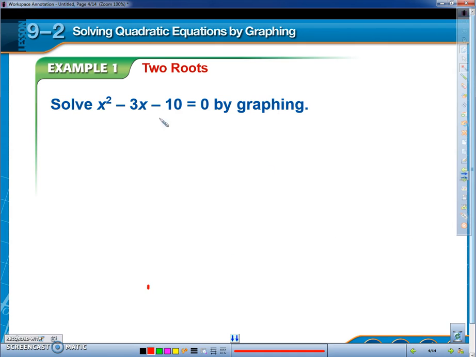All right, so we've got this problem right here: x squared minus 3x minus 10 equals 0. You could probably factor that out right now and say, okay, (x minus 5)(x plus 2), and then solve for x. Another way that you could do that is to graph it. I'm going to use my calculator to graph this real quick: x squared minus 3x minus 10.